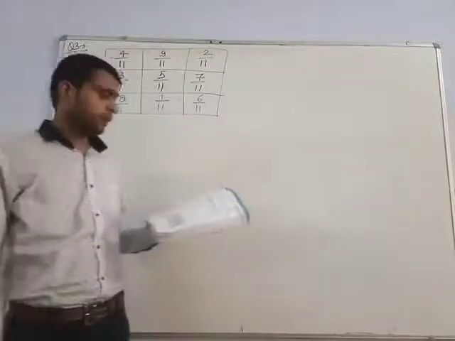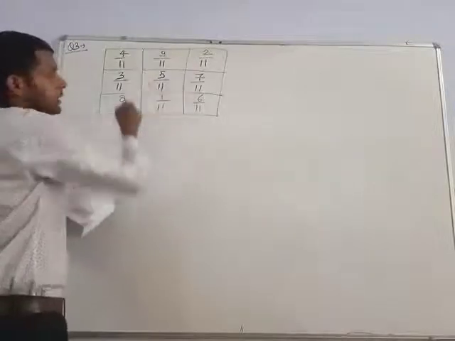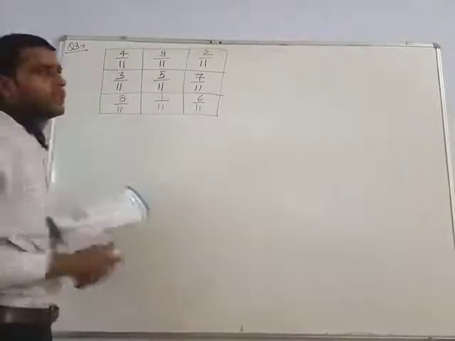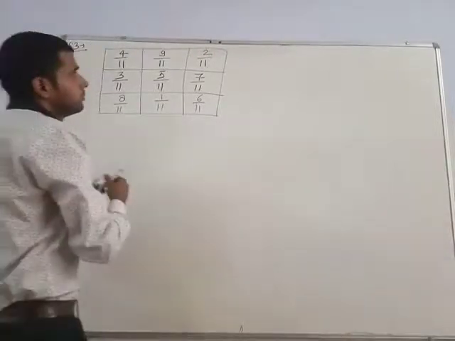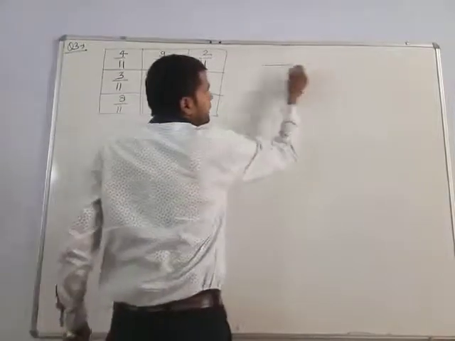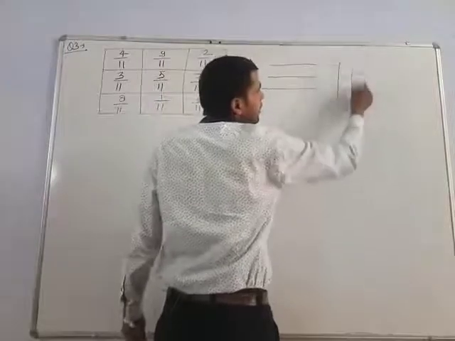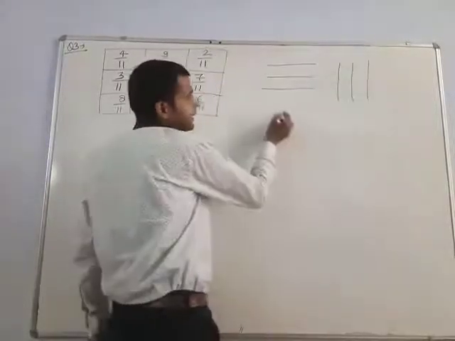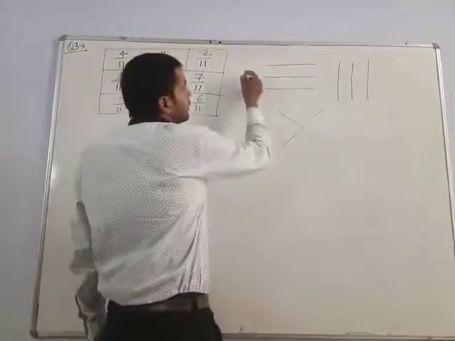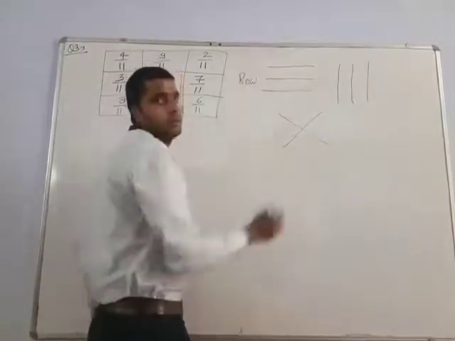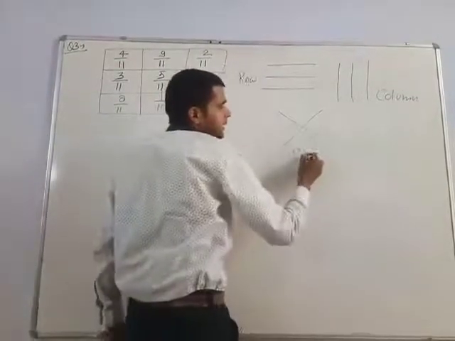Then question number three. In a magic square, the sum of numbers in each row, this is row, this is column, and this is diagonal. So is it a magic square or not? This is row, this is column, and this is diagonal.